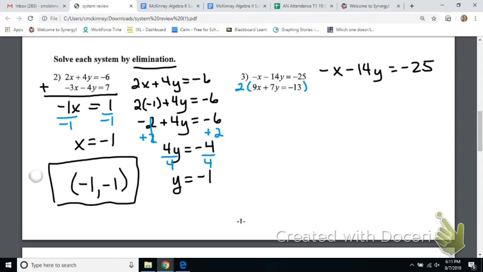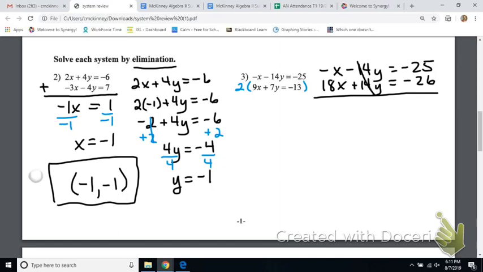The second equation, 2 times 9, I've got 18x. 2 times 7, 14y. 2 times negative 13 is negative 26. Then we're going to put those two equations together. I see, yes, my y's eliminate.